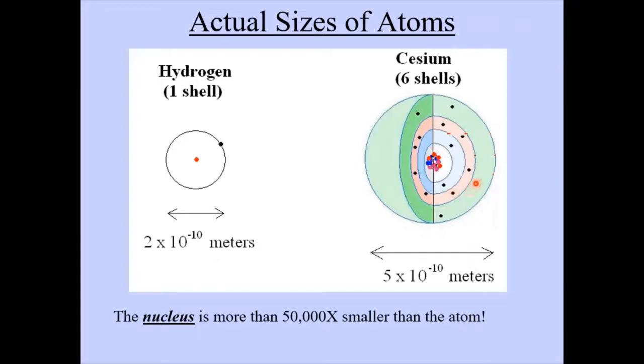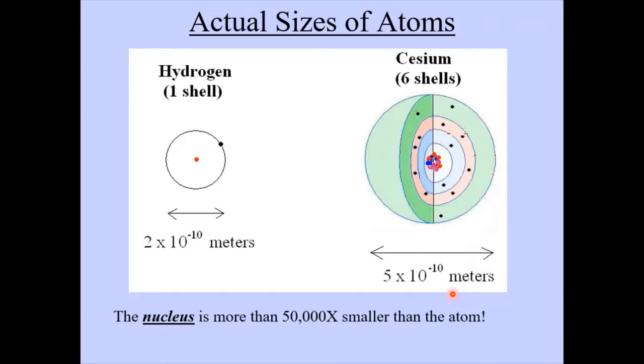If we look at one of the largest atoms, which is cesium, this has 6 shells. You would think it would be a lot bigger than hydrogen, but it's actually not that much bigger, because cesium has so many protons in here that it's pulling these shells in relatively tightly. So the size of the cesium atom is only about 5 times 10 to the minus 10 meters. So it's only 2 or 3 times larger than the hydrogen atom.